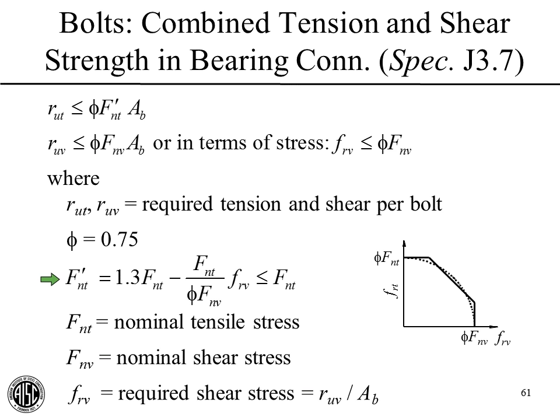So you see what we have here. We're basically taking this flat line and this sloping line and putting it in an equation form like this. This linear expression here corresponds with this sloping line. And this limit up here, F_nt, corresponds to this flat line up there. So we just laid it out that way to make it pretty easy to use. One last little comment: because we divide through by A_b there, if we need the required shear stress to go in here, that's just R_uv divided by the area of the bolt.